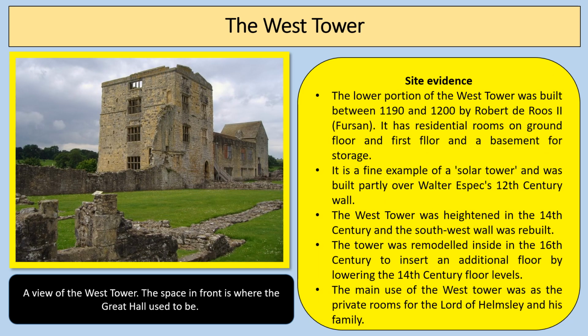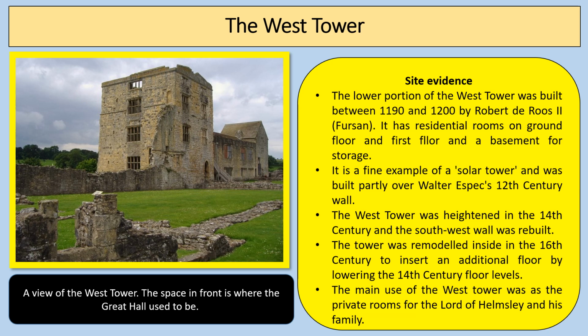So we move on to where we can see here. If you're looking at here, you can see just in front of the West Tower, that is the remains of the footings of the Great Hall. So you can get a sense of the size of the Great Hall and how big it would have been, but that's obviously ruined now. We can't see much more evidence for that. So this is a view of the West Tower, and the space in front, as we said, is where the Great Hall used to be.